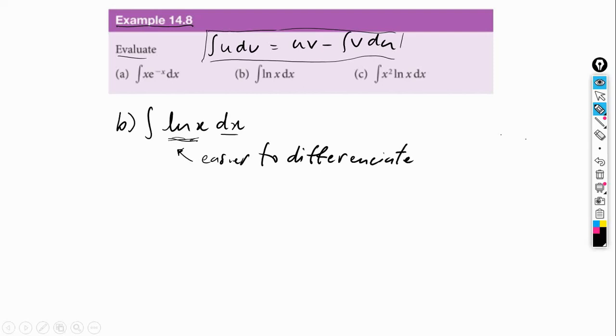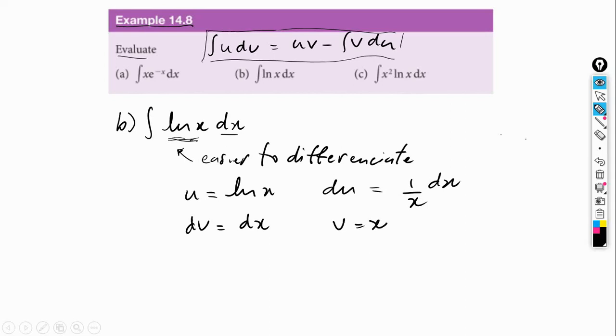Okay, so let's go with u is equal to natural logarithm of x. Therefore, du would be 1 over x dx. And then we can say that the derivative of v is dx. Therefore, v is simply going to be x. And now we're ready to plug everything in.